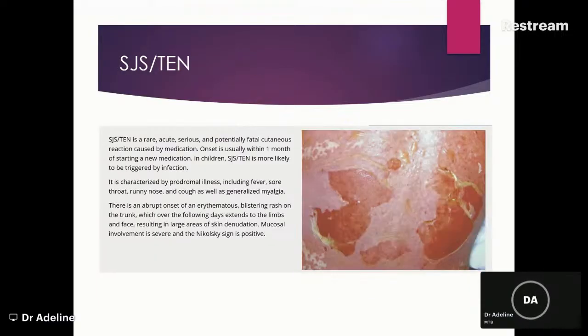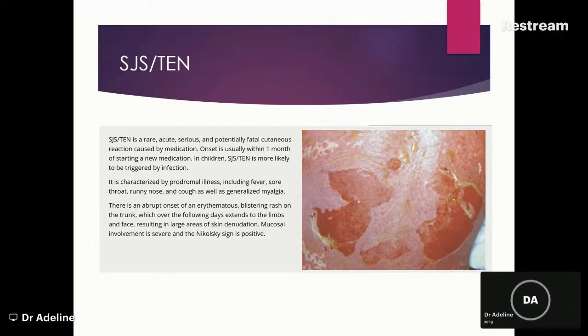Another condition which is really severe, we only have a few emergencies in dermatology, and this is one of them, which is Stevens-Johnson syndrome or TEN, toxic epidermal necrolysis. This is an acutely serious and potentially fatal condition caused by medications usually. And the onset usually happens within about 1 month of starting a new medication. And in the case of children, this is more likely triggered by some infection.